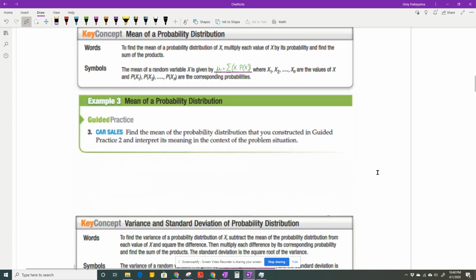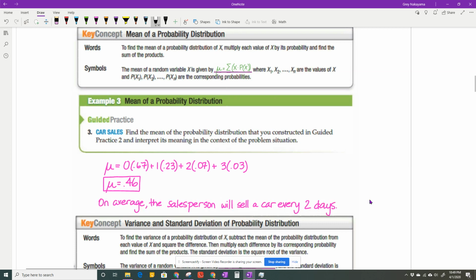So what that looks like, we have mu equals data value times probability plus data value times probability plus data value times probability plus data value times probability. And that's all we had, 0, 1, 2, 3. So when you add all those up, you get a mean of 0.46. So what does that mean? 0.46, you could think of that as rounding to 0.5, which is half. That's the number of cars they sell on one day. But it doesn't really make sense to say it like that. So really, instead of half a car a day, they would say that they would sell one car every 2 days.